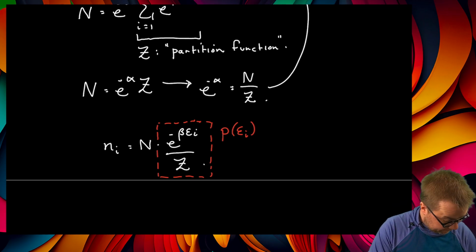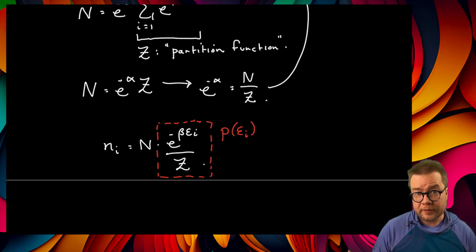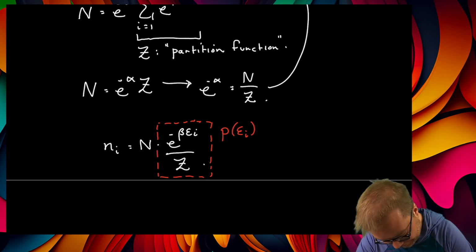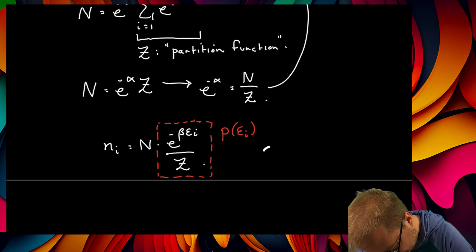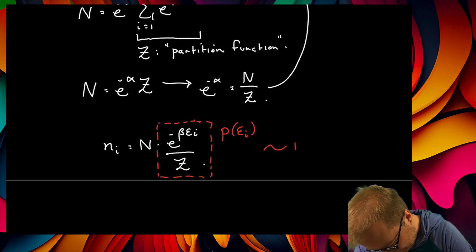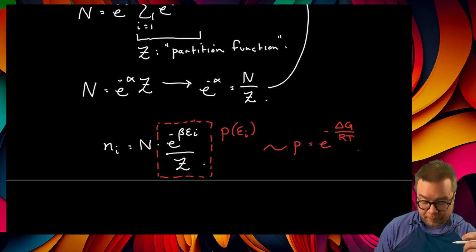And if you think about it, what that's telling us then is that the number of particles in state i is equal to the total number of particles that we have multiplied by the probability that they would be in state i. And if you look at it, this is kind of similar to, in general chemistry, when you talk about probabilities for reactions to occur. That's kind of like when you say the probability of something occurring is e to the minus delta G over RT. There's some energy difference divided by RT.